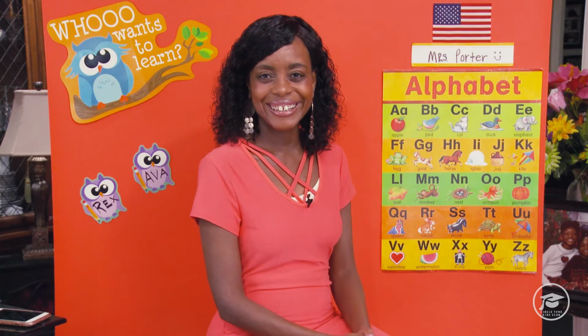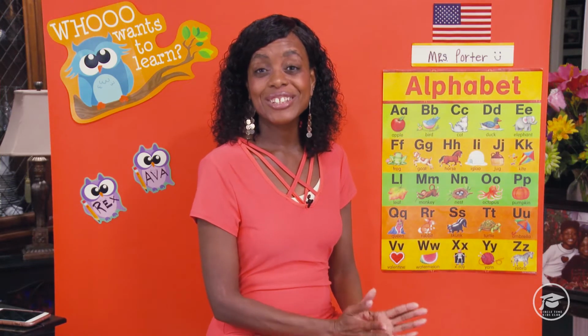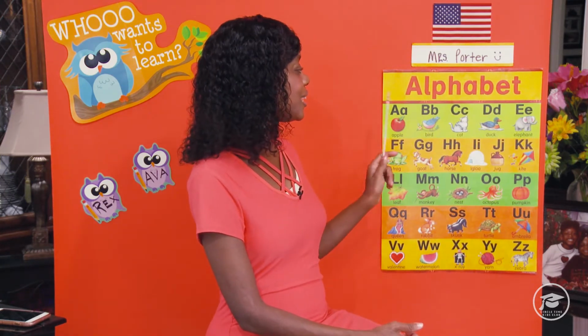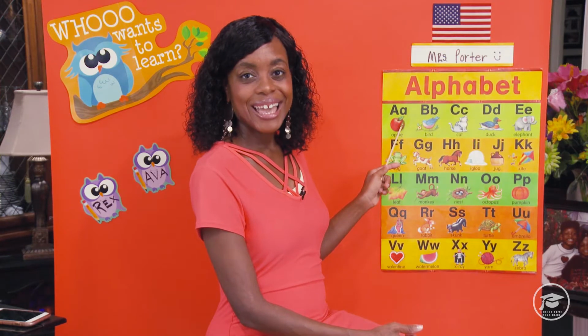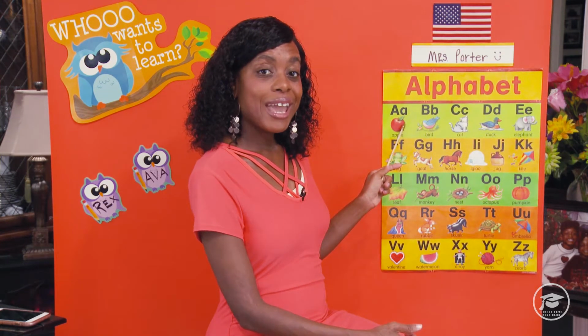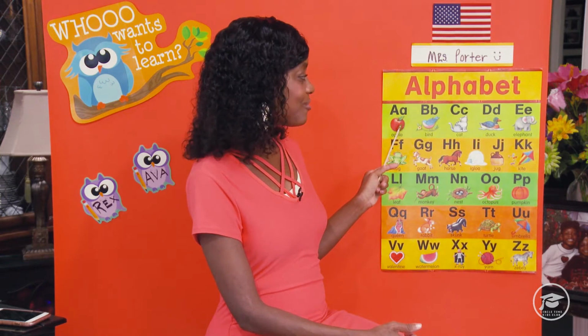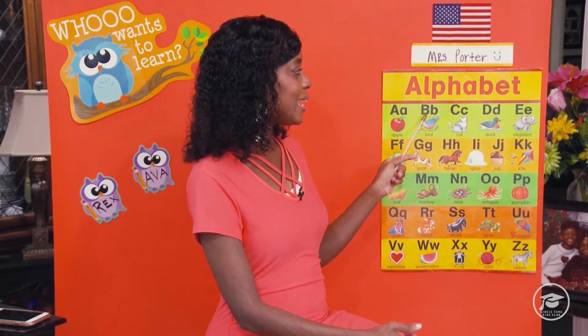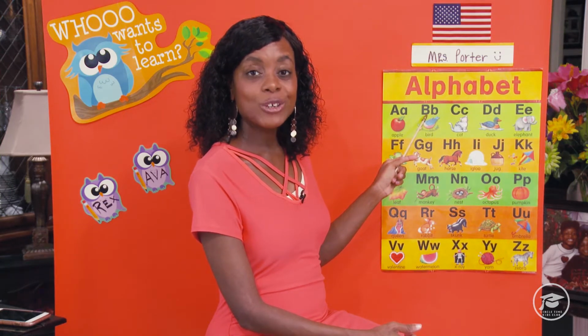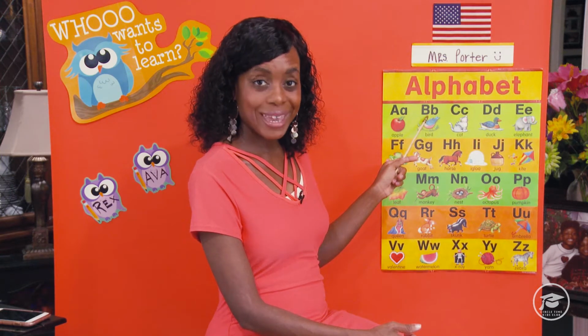Very good. Good job. All right, so let's get started with these alphabets. Our first alphabet letter is A. This is the letter A. Can you say the letter A? A. B. This is the letter B. Can you say B? B.